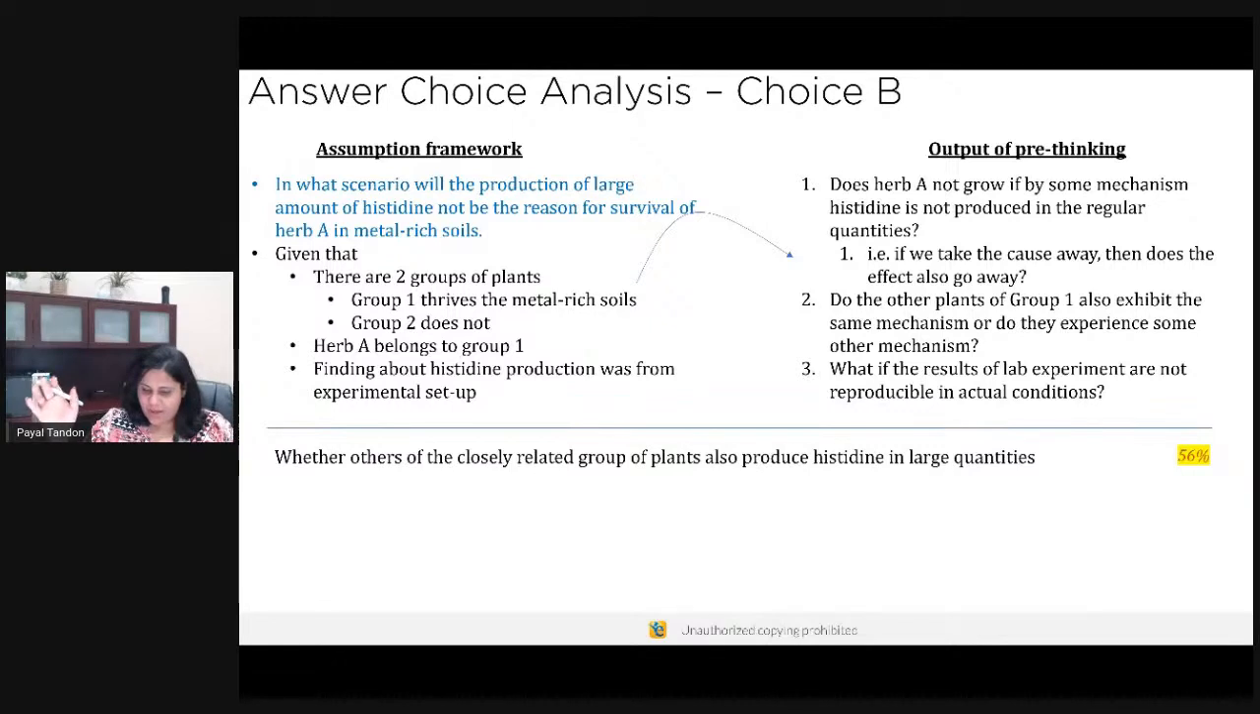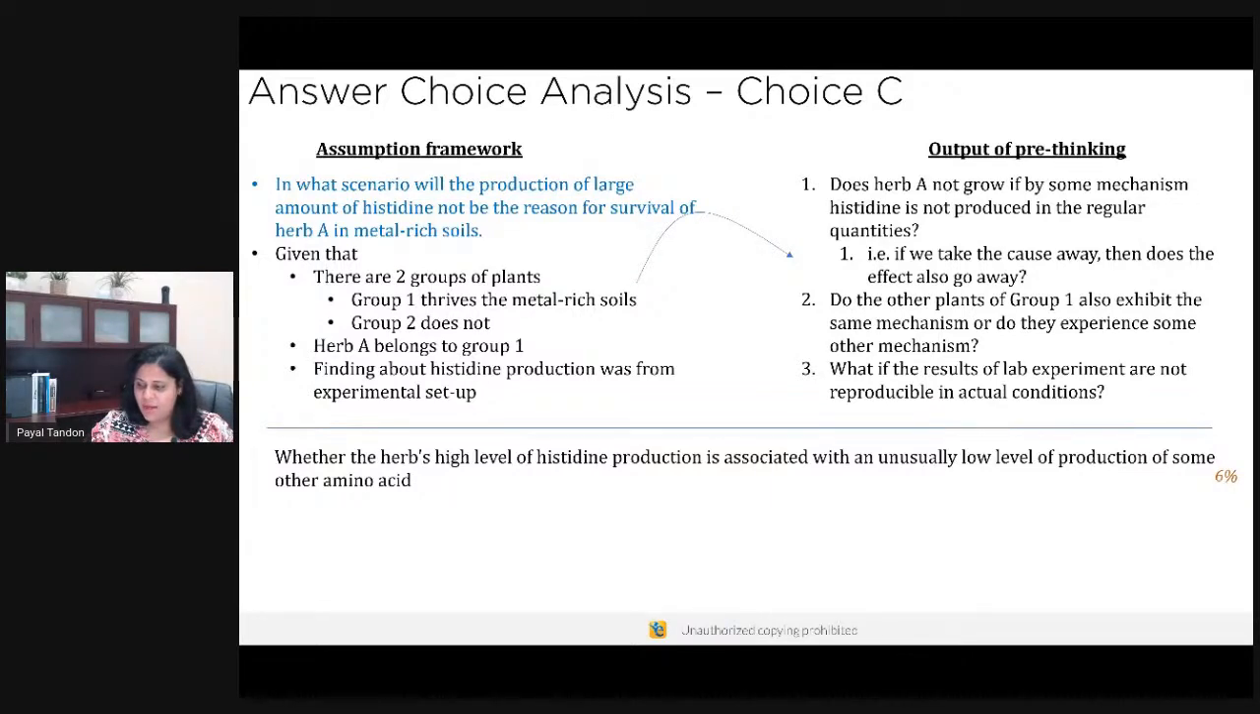All right, whether others of a closely related group of plants also produce histidine in large quantities. Again, that's number 2, which is based on the segments part, right? So that's number 2 over here. This matches our pre-thinking. Let's look at choice C. Whether the herb's high level of histidine production is associated with an unusually low level of production of some other amino acid.